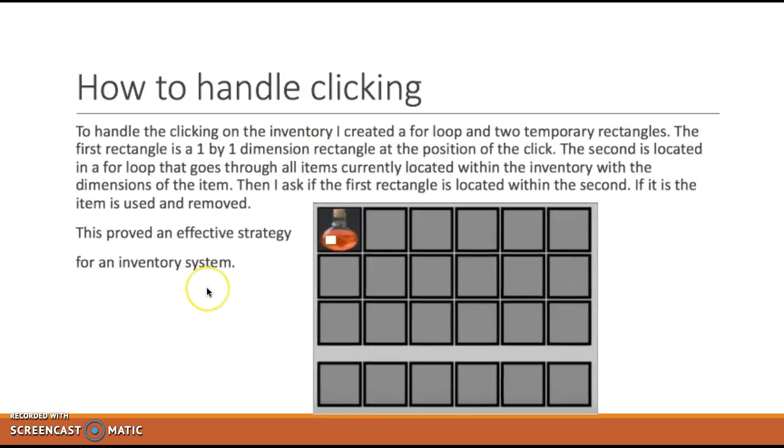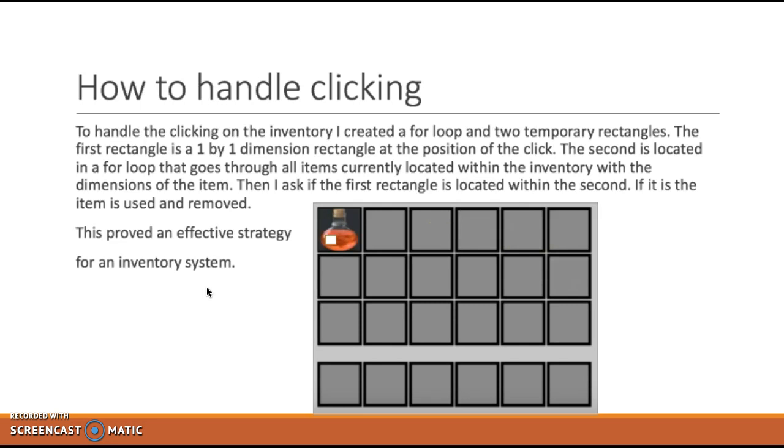So one of the biggest issues I had when approaching this problem was how to handle clicking on an item. So to handle the clicking on the inventory, I created a for loop with two temporary rectangles. Now the first rectangle was just a 1x1 dimension from the spot that the user clicked. So a very small rectangle where the user clicked. The second is located in the for loop, and the loop goes through all the current items located within the inventory system with the dimensions of that item slot. So then I will ask, is the first tiny rectangle located within the second rectangle? If it is, the item is removed and used.